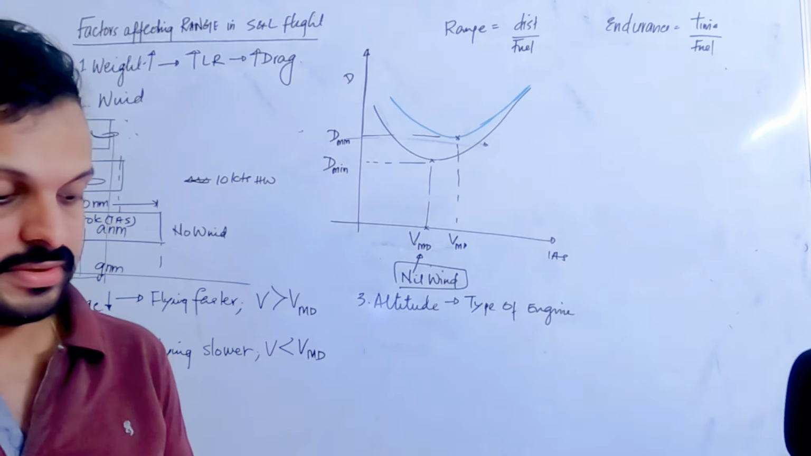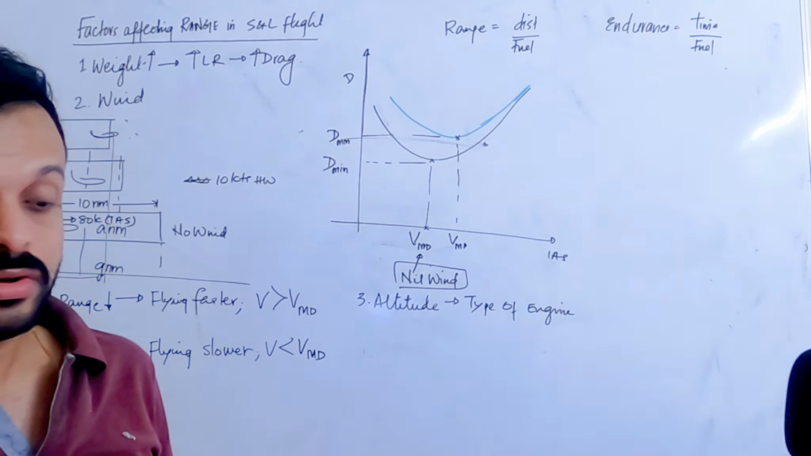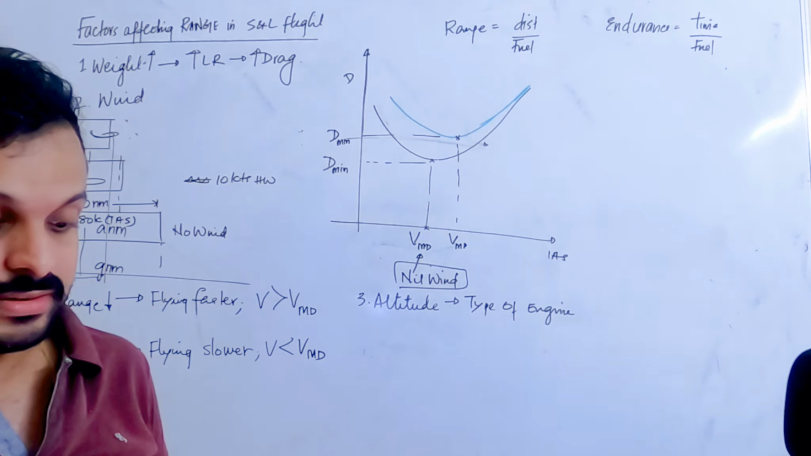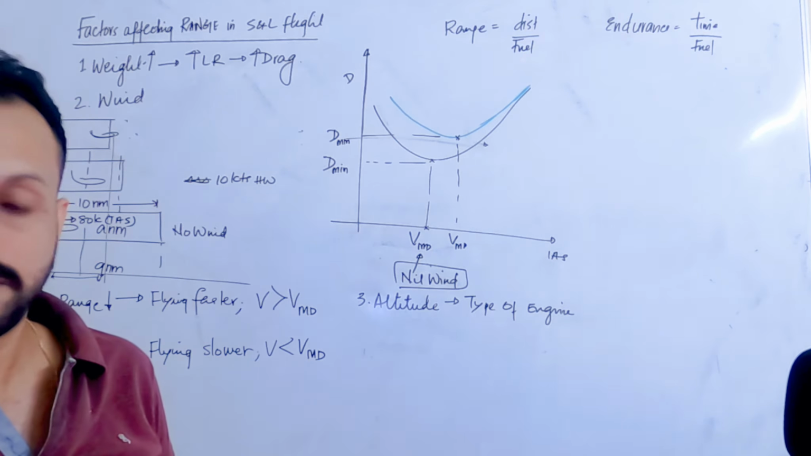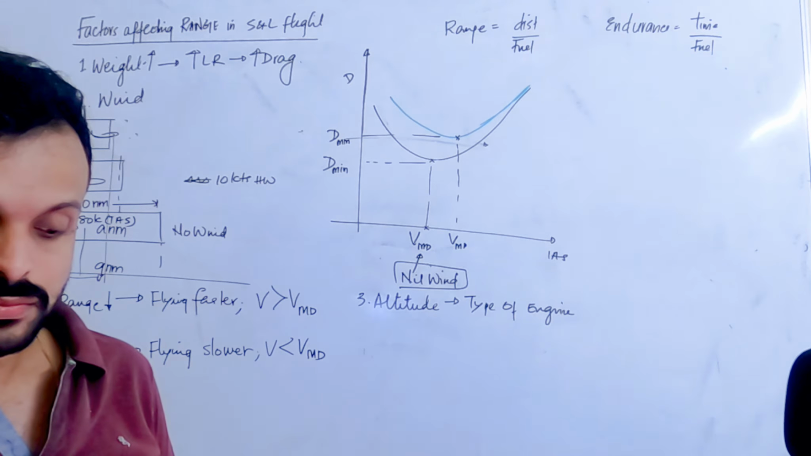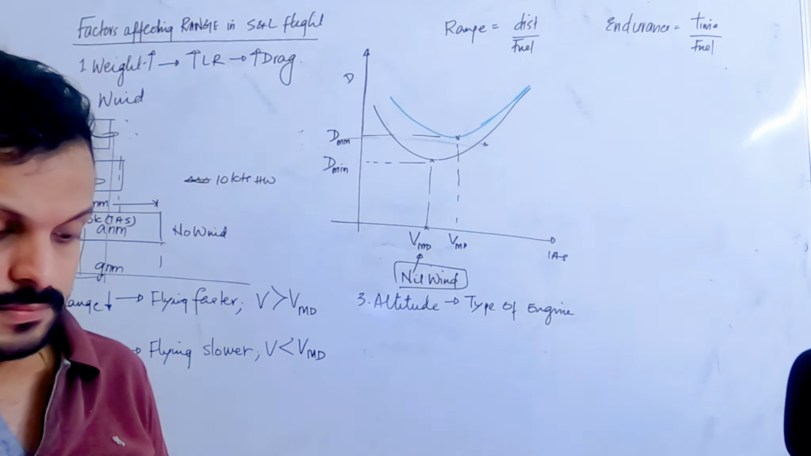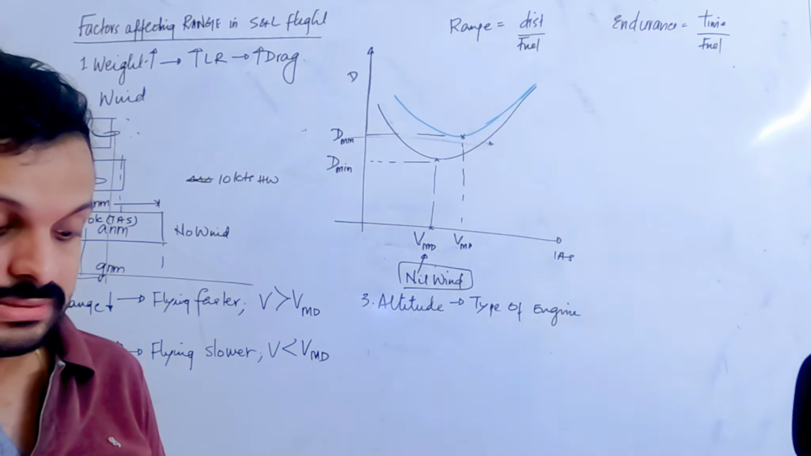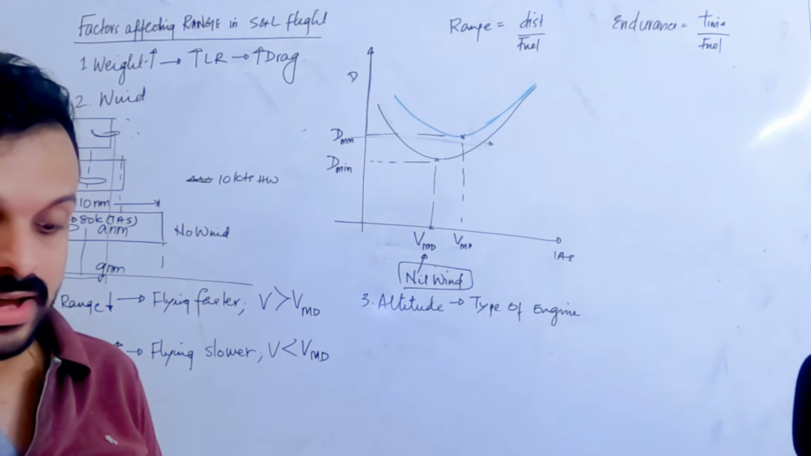So again, the question is again for you, 153. The answer to the previous question is alpha. Which of the following statements on the factors affecting range in level flight is not correct? Alpha: increase in weight will decrease the maximum range for a given angle of attack at higher VMD.